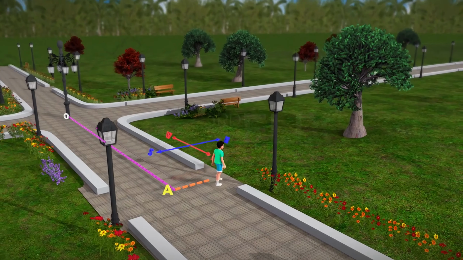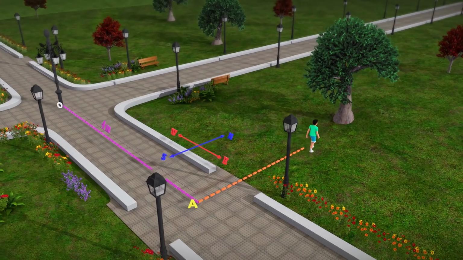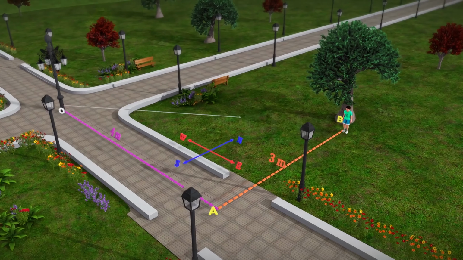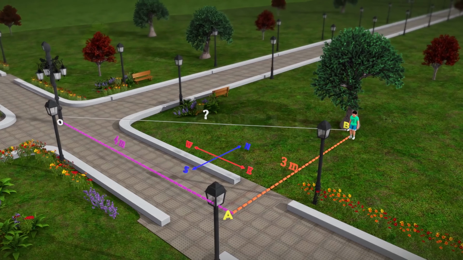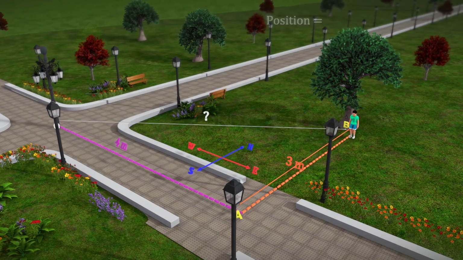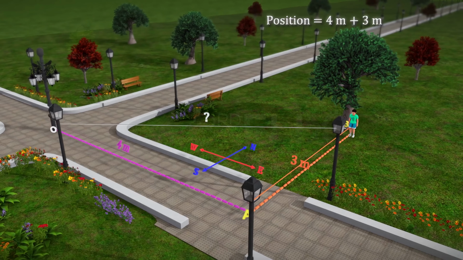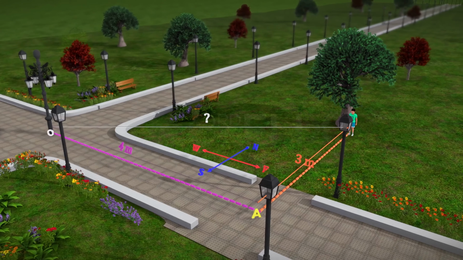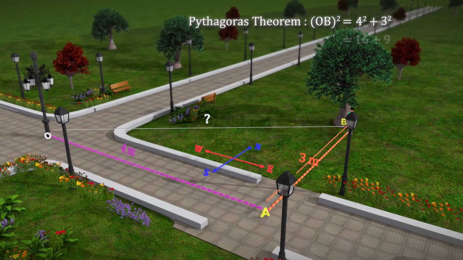Suppose the boy from point A walks 3 meters in the north direction to get to B. What is the final position of the boy? Position of point A is 4 meters east and position of point B from A is 3 meters north. We cannot simply add 4 meters in one direction to 3 meters in another direction numerically to get the final position. In this case, we can use Pythagoras' theorem to get the final position of the boy.